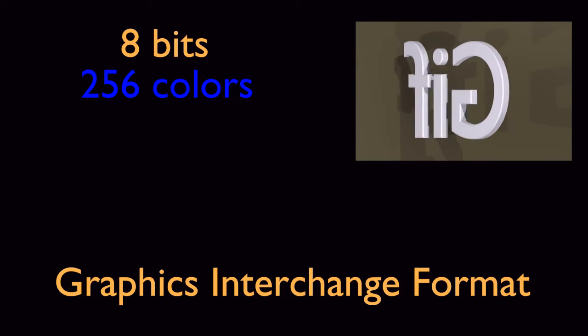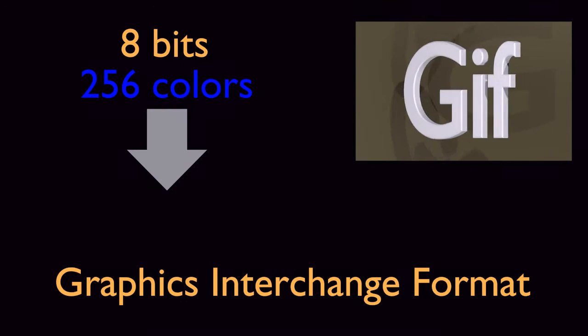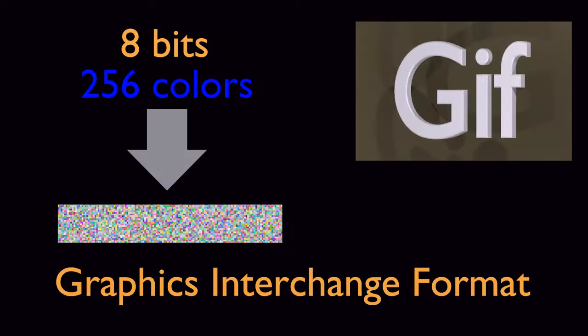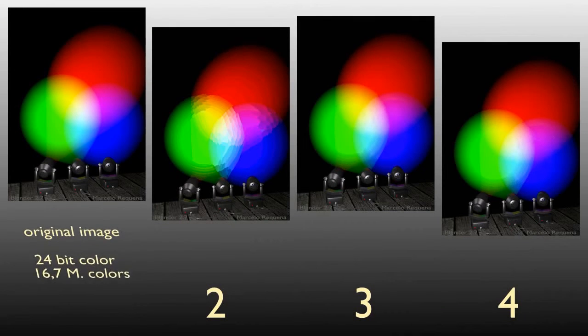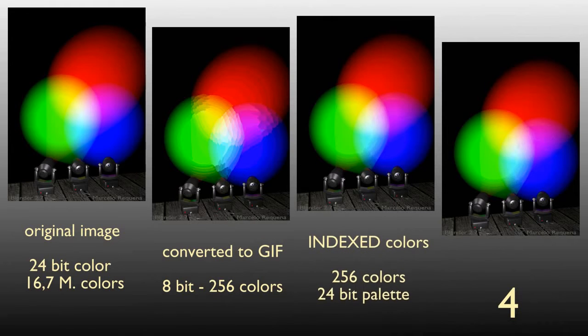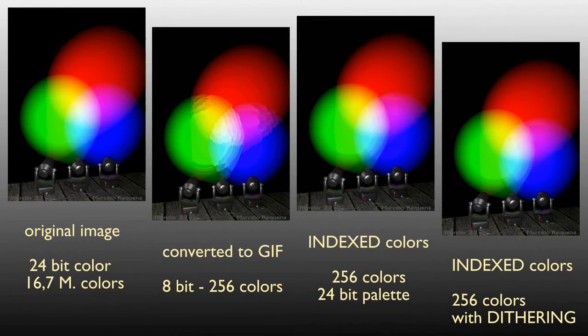Fortunately, each of the 256 colors can address a corresponding color from a much larger palette, by a process called indexing. In this example we can see the original image, then the same converted to GIF with no indexing, then the same with indexed colors. An additional process called dithering may also improve the apparent color depth, by distributing the existing colors in clusters, forming new ones when viewed from a distance.